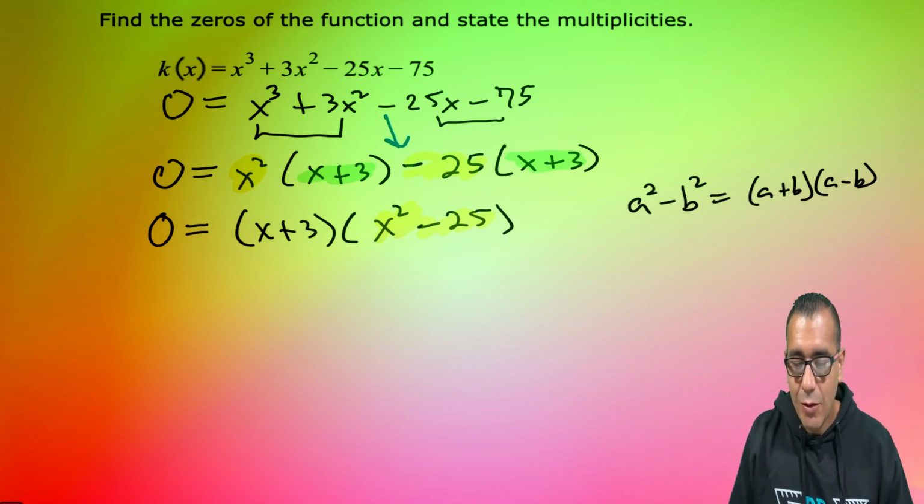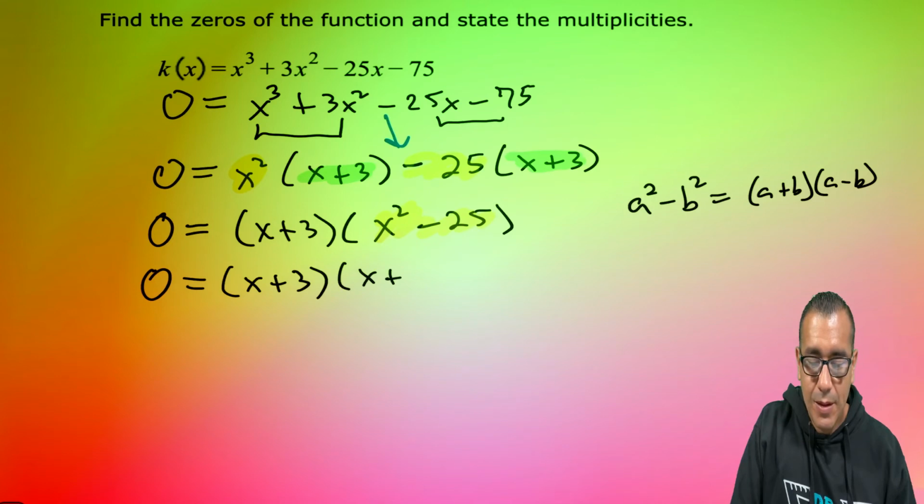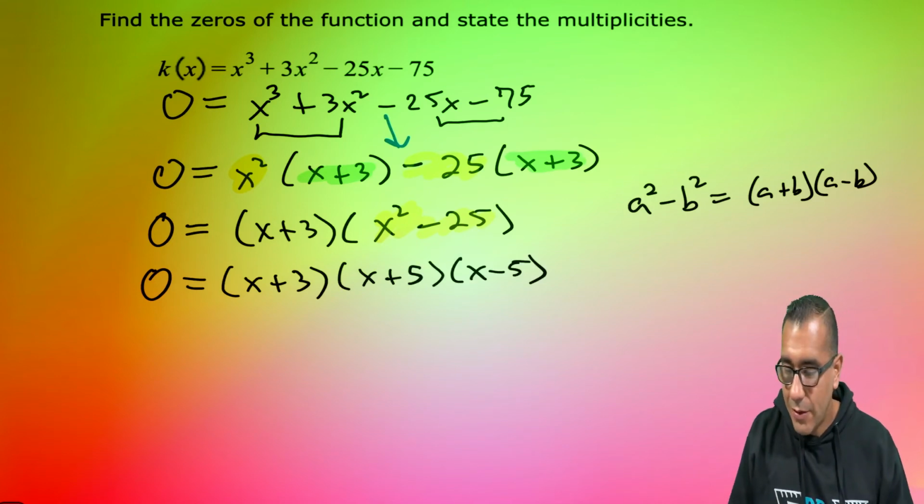And what I like to tell folks is just take the square root of this, that's your a, take the square root of this, and that's your b. So x and 5. So let's go ahead and factor that. So you get 0 equals x plus 3, x plus 5, and x minus 5. And there you have your mother factors, right? 1, 2, 3 of them.